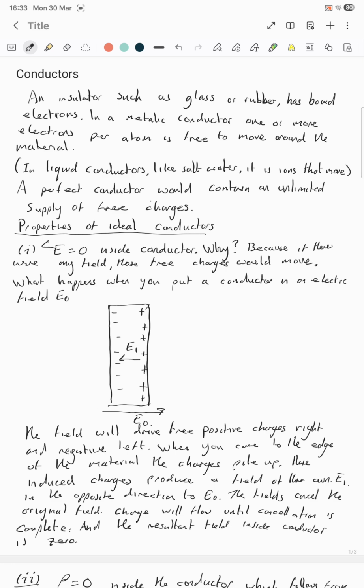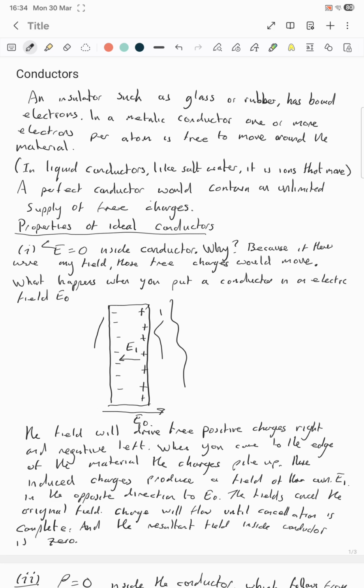Now what happens when you put a conductor in an electric field? We'll get this relation where our electrons are pushed to one side, leaving a positive charge on the other side. Now the field, we will derive, positive charges on the right and negative charges on the left, and when you come to the edge of the material, the charges pile up. Thus the induced charge produces an electric field E1 in the opposite direction of E0.